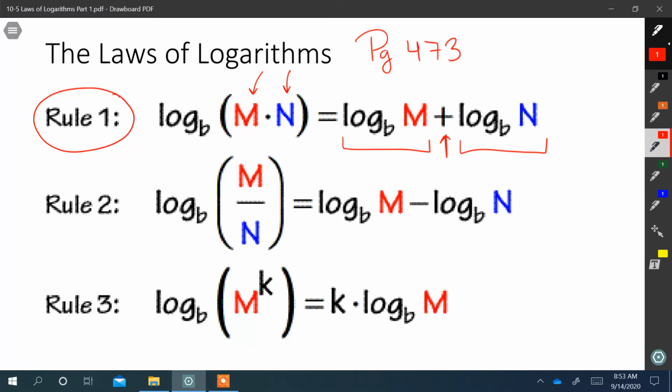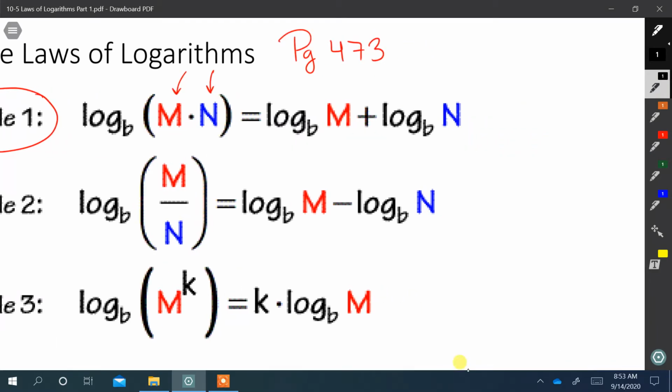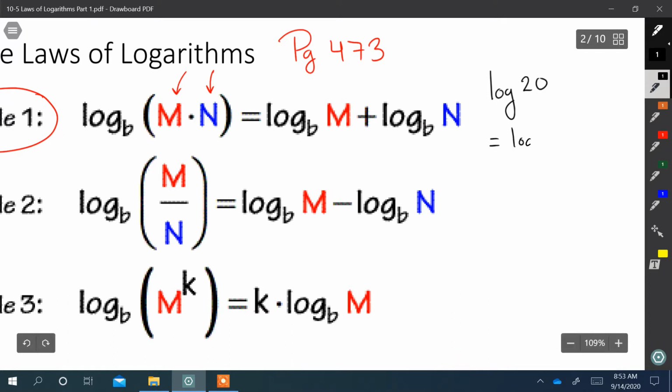Okay, then I have this other one, log base b of m over n is equal to that right there, log base b of m minus log base b of n. Let me give you some examples of this, what I mean by this. So if I give you log of 20 or whatever, I could actually rewrite this as log of 10 times 2. Okay, why not? Because 10 times 2 is 20. Then if I use this right here, I could rewrite it as log of 10 plus log of 2.